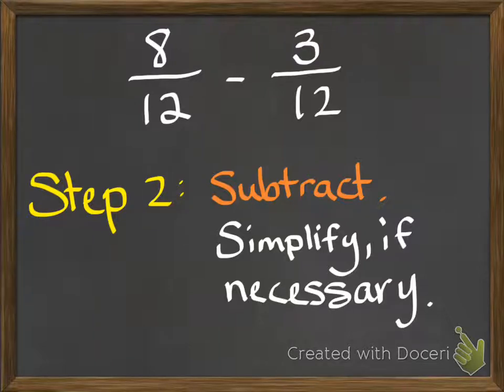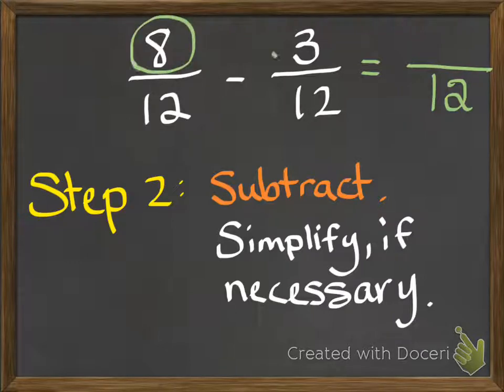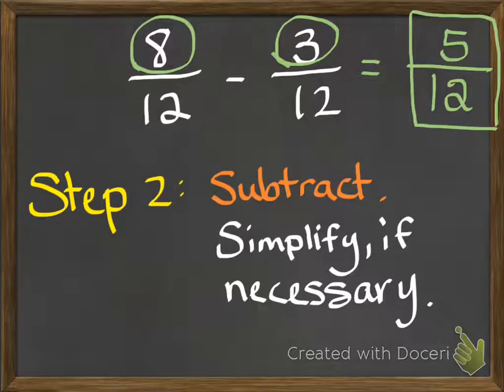Okay? Step 2 is to subtract and then simplify if necessary. Okay, just like we did before when we did addition, now that we have a common denominator, the denominator stays the same. Okay, it will always stay the same, and we only subtract the numerators. So now we only subtract 8 minus 3. 8 minus 3 is 5. If you can, you could simplify. Okay, on this problem, 5 12ths we can't simplify. I can't divide down 5 12ths by any other number.